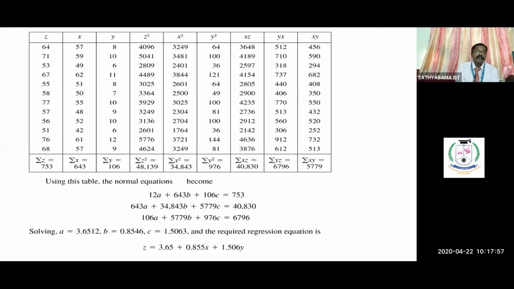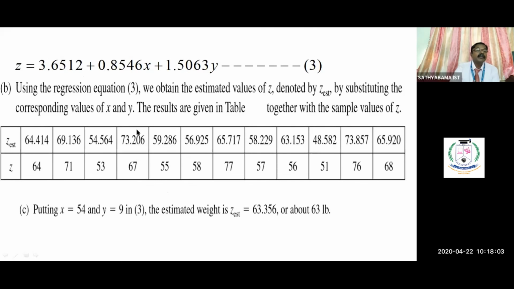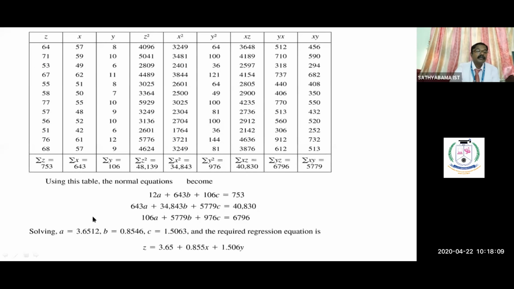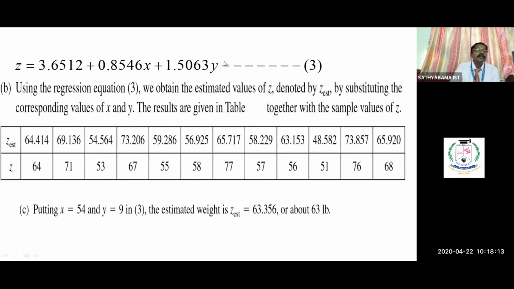So this is the regression equation z on x and y. This is the equation z on x and y. This is the value of a, value of b, and value of c.